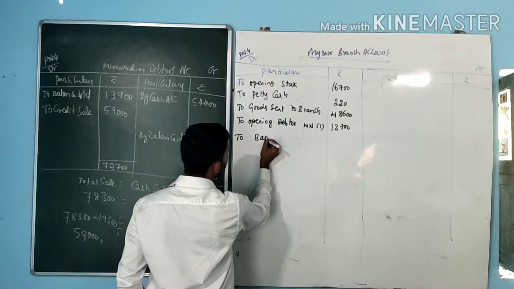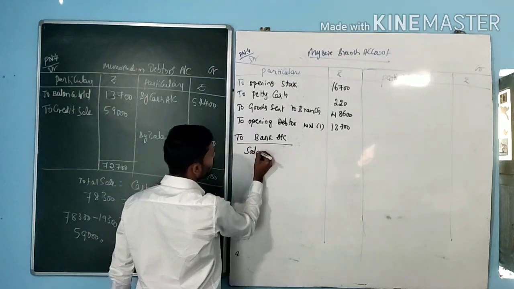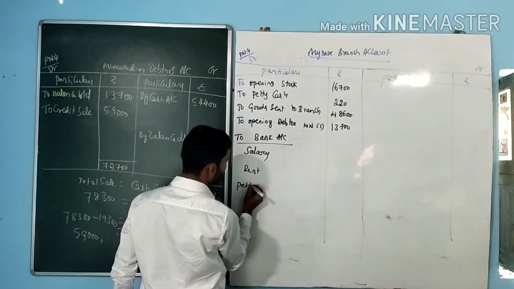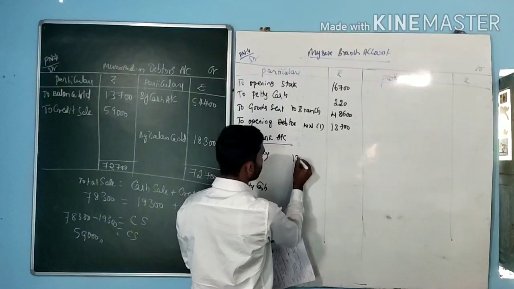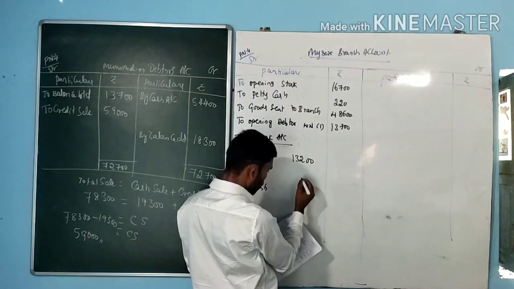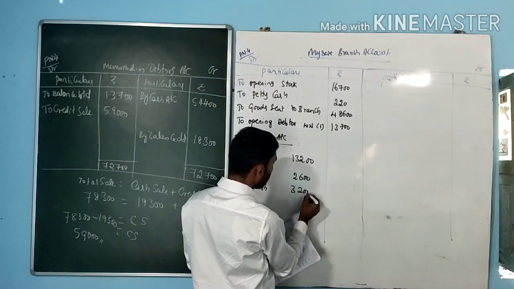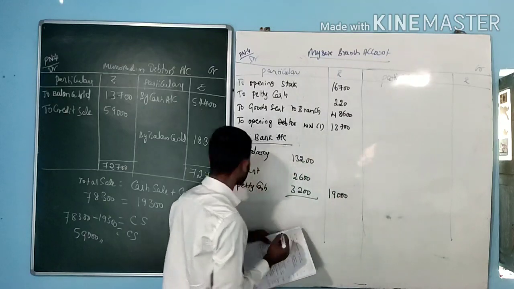Next, there are expenses in the branch. To bank account, the expenses are salary, rent and petty cash expenses. Salary amount 13,200 and rent 2,600. Petty cash 3,200, and all the amount, that is 19,000, is the total to bank account.